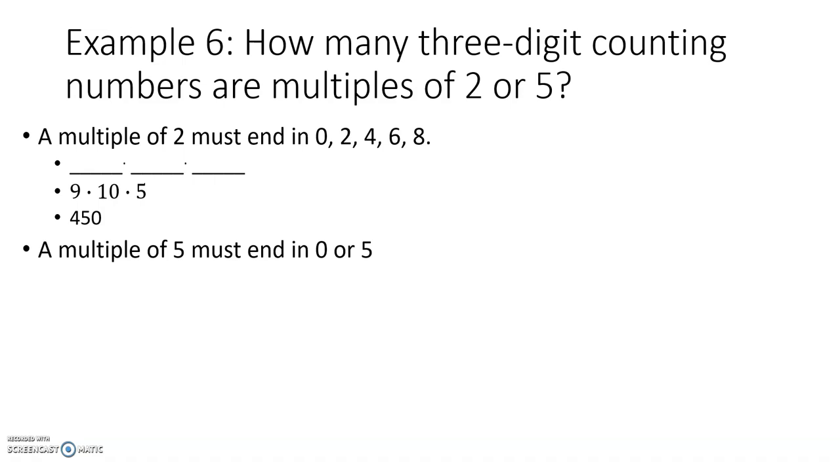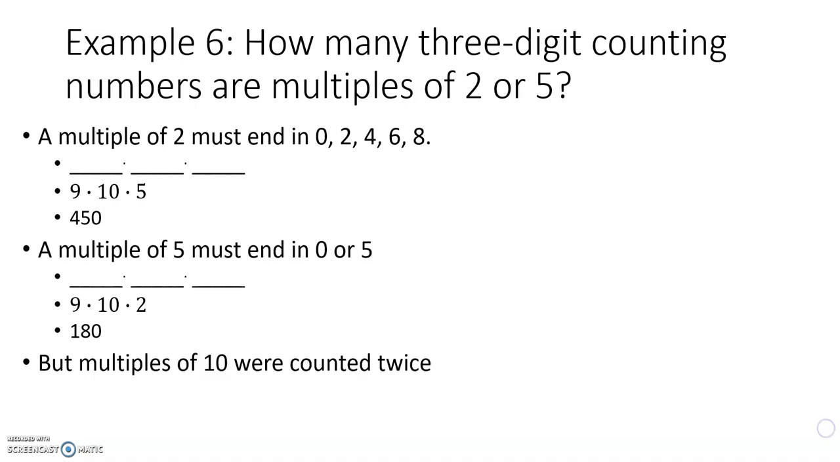A multiple of 5 must end in a 0 or a 5. Again, a 3-digit number. It's going to be 9 times 10 times 2. There are 2 options for it to be a multiple of 5. It's 180. Multiples of 10 were counted twice, ended in 0 for the multiples of 2, and ended in 0 for the multiples of 5. 3-digit number. 9 times 10 times 1 is 90.